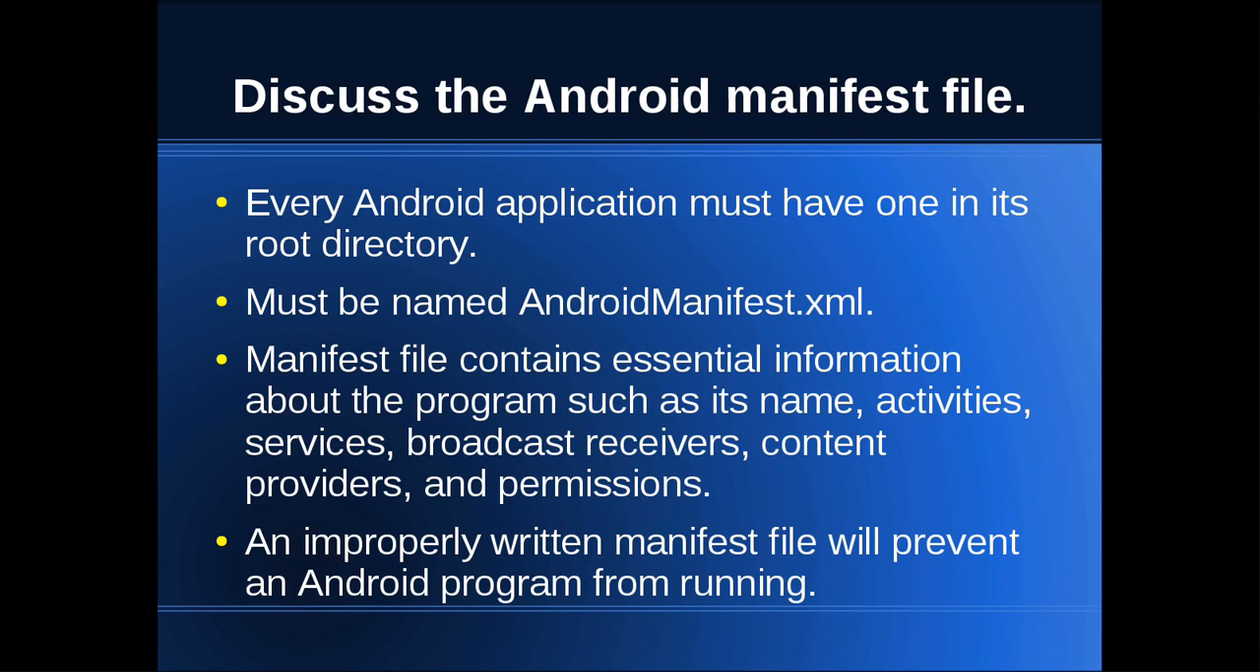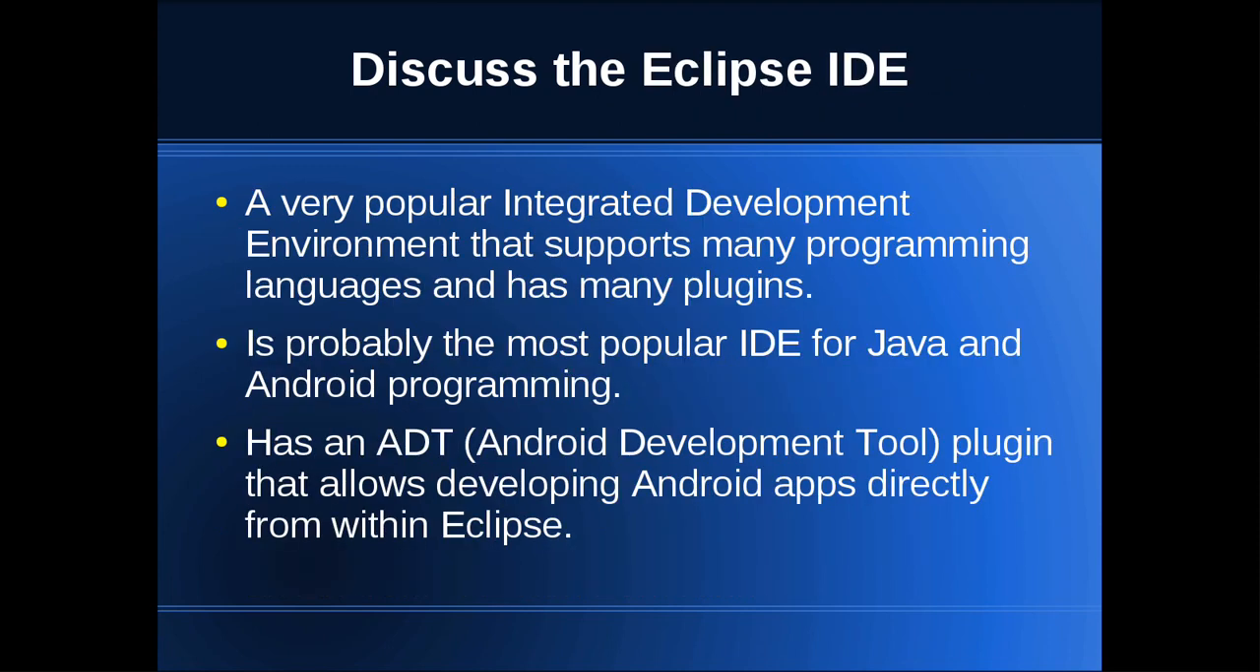Okay, discuss the Android manifest file. We talked about it a little bit earlier. Every Android application must have one, an Android manifest file, in its root directory. It must be named androidmanifest.xml. The manifest file contains essential information about the program, such as its name, activities, services, broadcast receivers, content providers, and permissions. An improperly written manifest file will prevent an Android program from running.